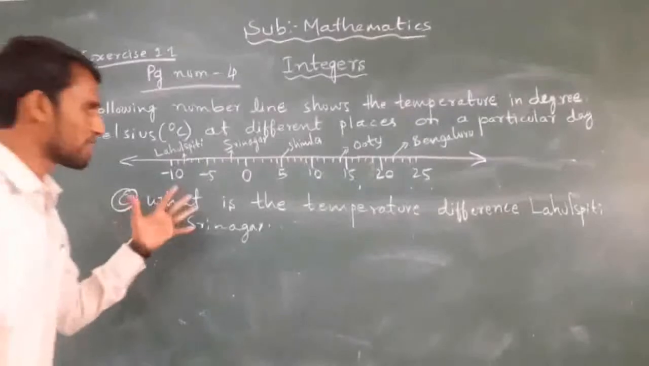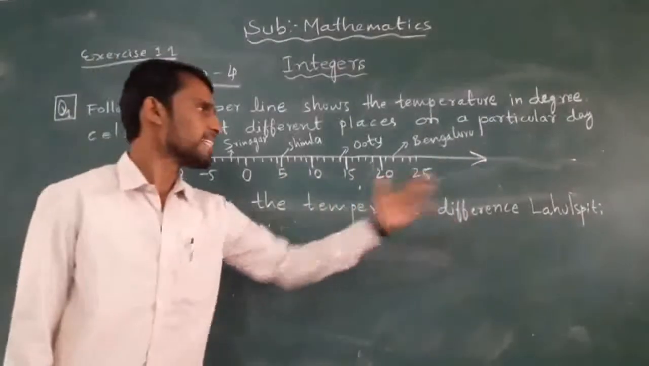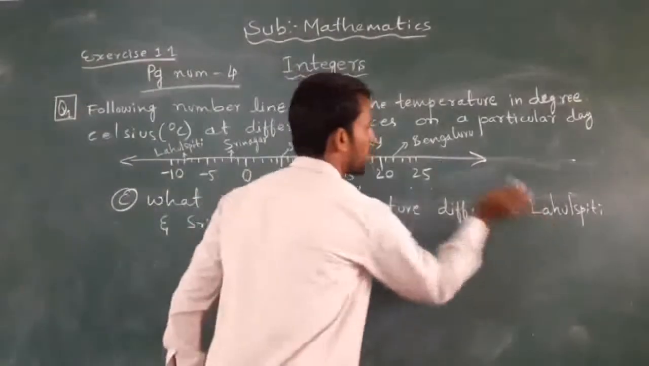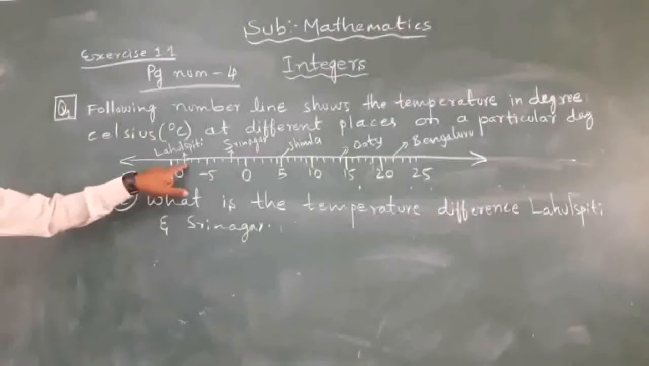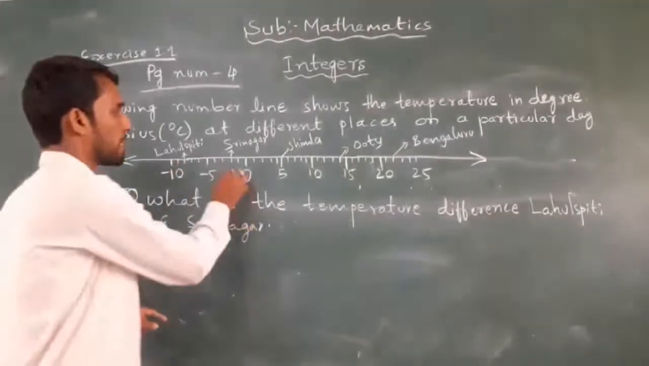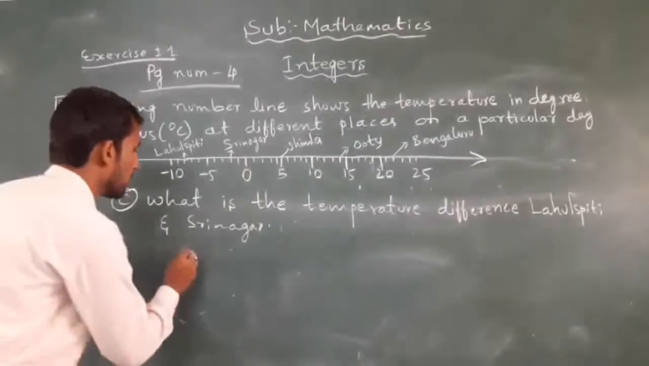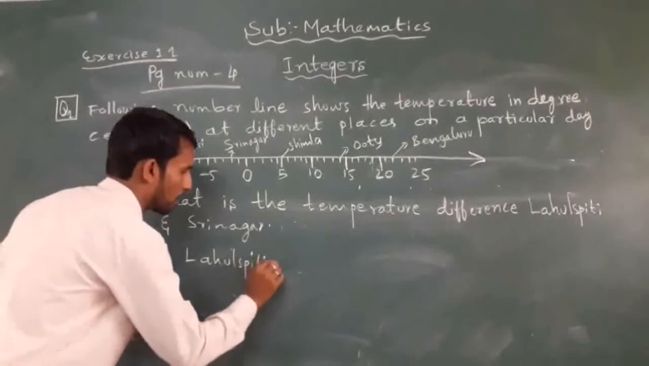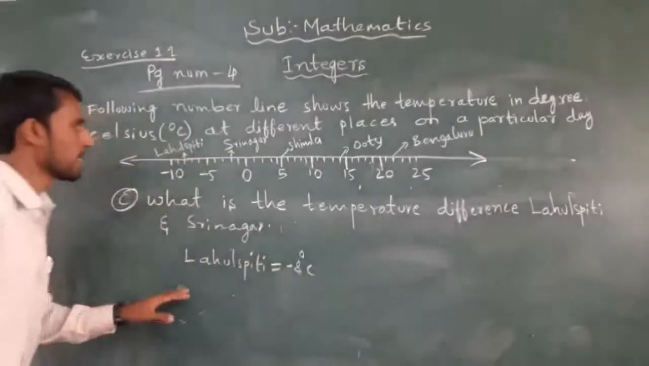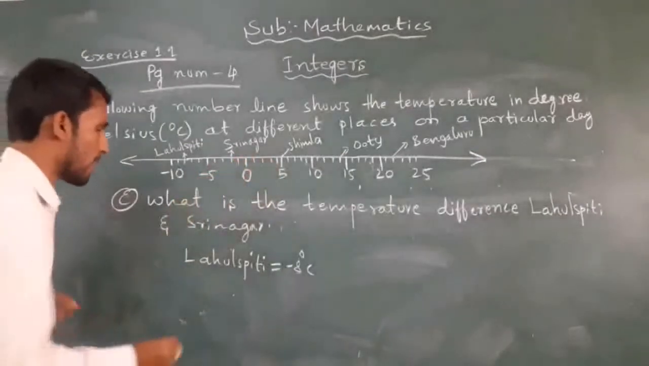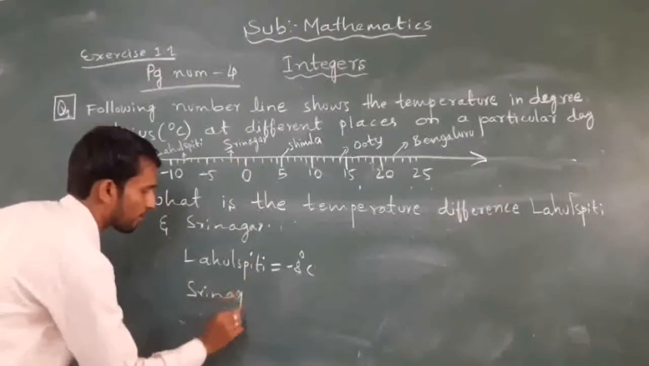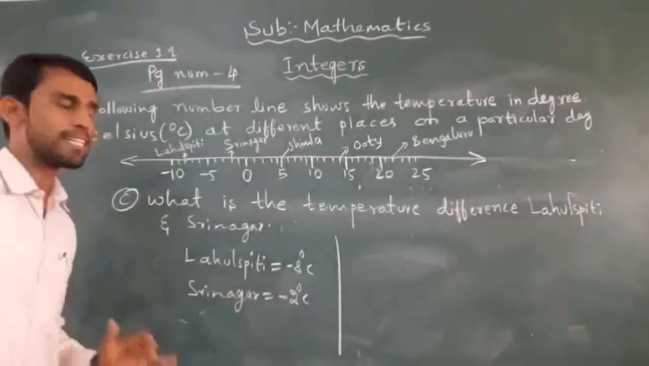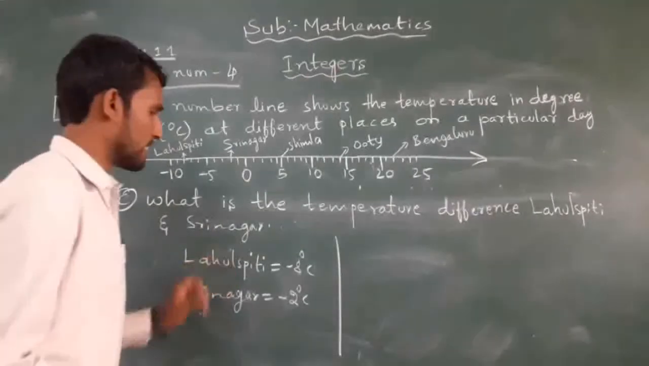The third part of this question is, what is the temperature difference between Lahaul Spiti and Srinagar? We have to see here, Lahaul Spiti temperature is minus 8 degrees Celsius, and Srinagar temperature is minus 2 degrees Celsius. First we have to write Lahaul Spiti temperature, minus 8 degrees Celsius. Next, Srinagar temperature, minus 2 degrees Celsius. We have to find out the difference between these two cities.